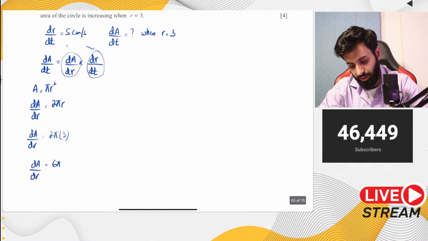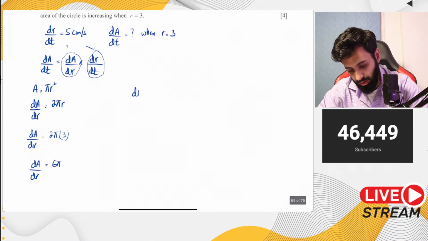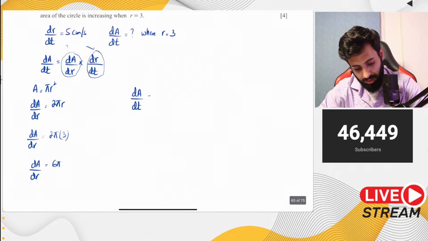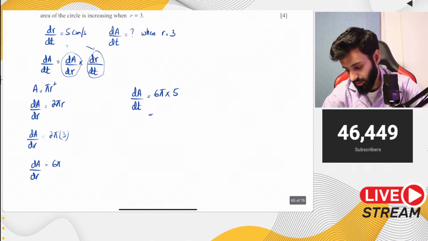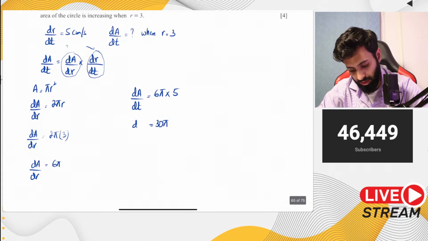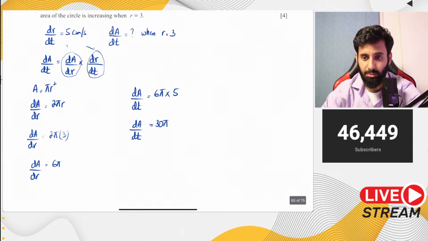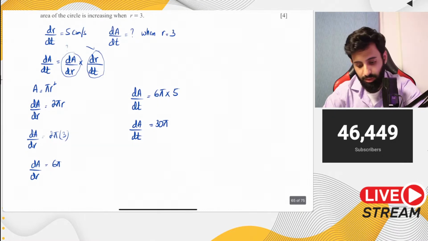So that's it. We have everything we need in order to find dA upon dt. So dA upon dt is equal to dA upon dr, which is 6 pi, into dr upon dt, which is 5. So there you go, 30 pi is your answer. Let's keep it in terms of pi only. The question doesn't say that you have to give it in decimal or something like that. So 30 pi is the correct answer.